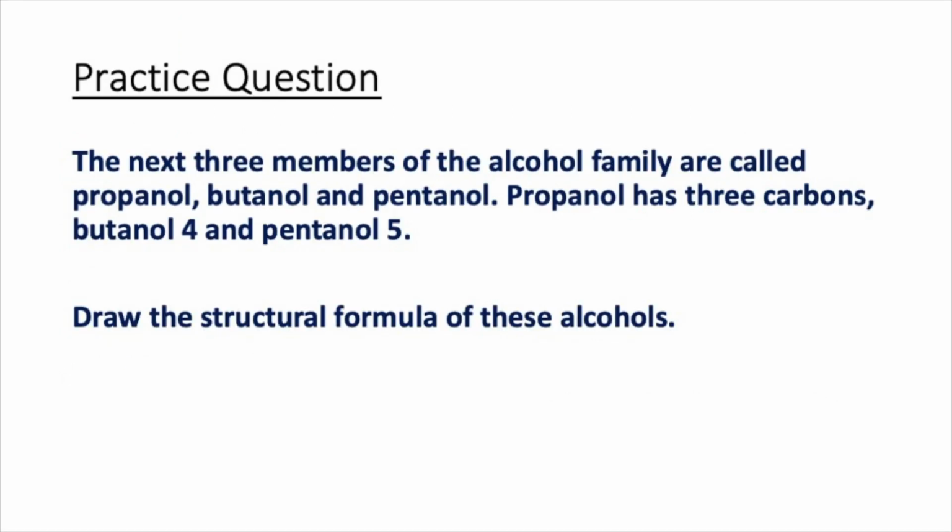So now we've shown you the structural formula for the first 2 members of the alcohol family, methanol and ethanol. We'd like you to have a go at drawing the structural formula for the next 3 members of the family. Propanol has 3 carbons, butanol has 4 carbons, and pentanol has 5 carbons. So pause the video and have a go at drawing the structural formula of an alcohol with 3 carbons, propanol, an alcohol with 4 carbons, butanol, and an alcohol with 5 carbons, pentanol. Pause the video, draw them out, and then we'll go through the answers.